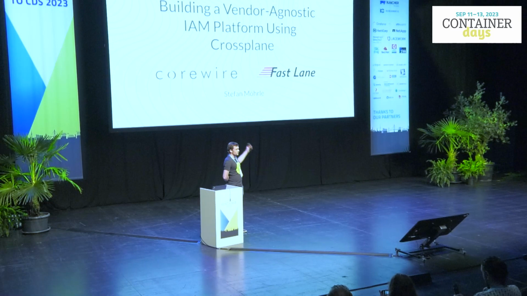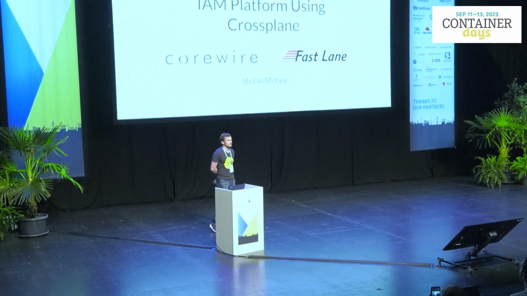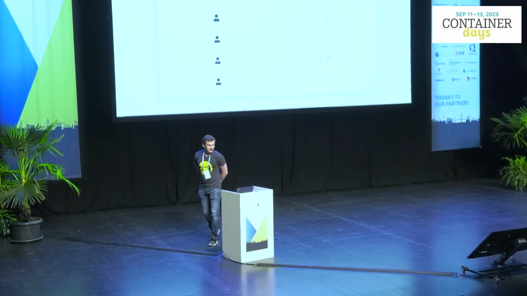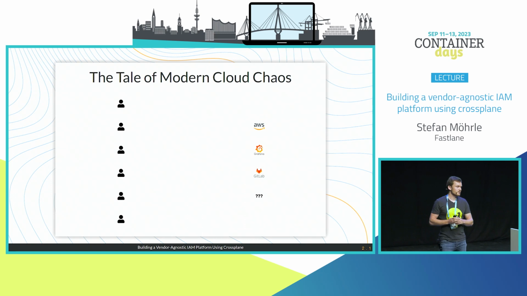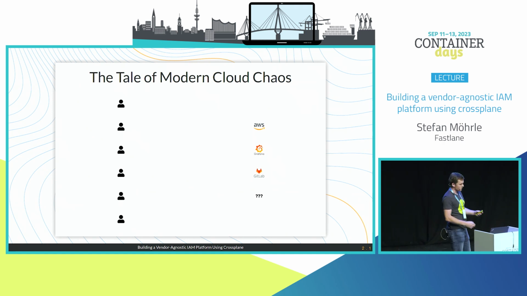I am going to talk today about building a vendor-agnostic IAM platform using Crossplane. So let's dive right into things. Here on the left, we have a certain number of users, certain developers, which want to access the services on the right hand. A few examples are AWS, Grafana, GitLab, and so on.